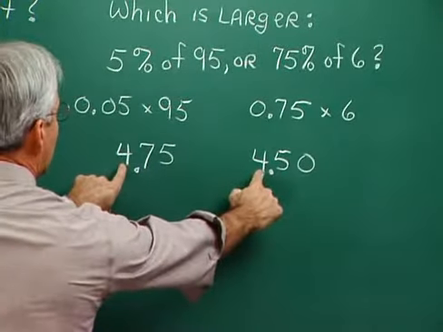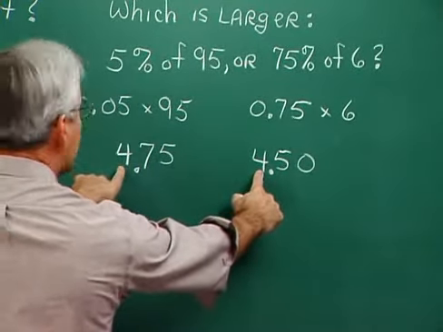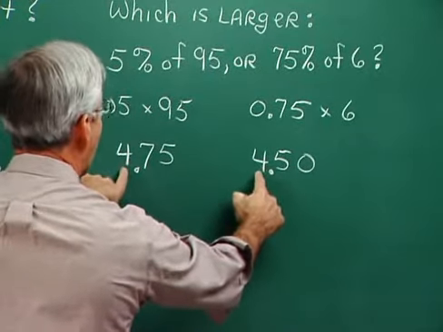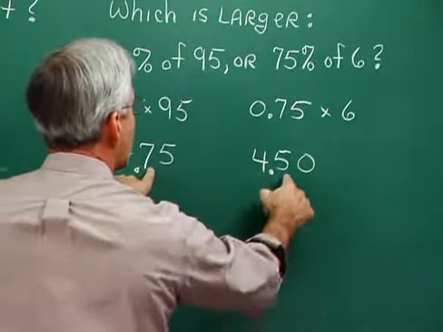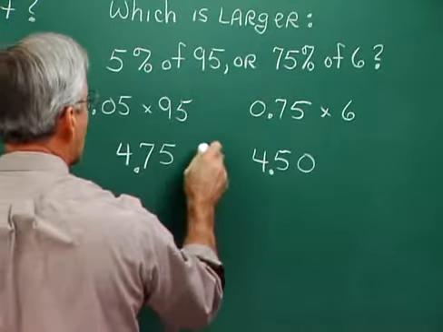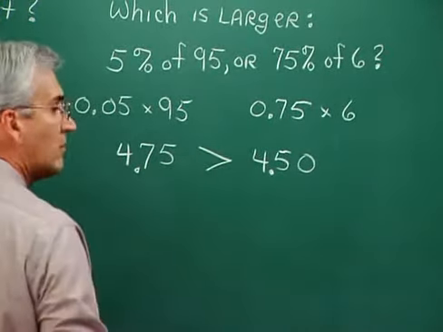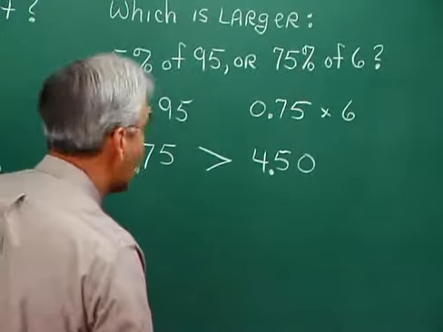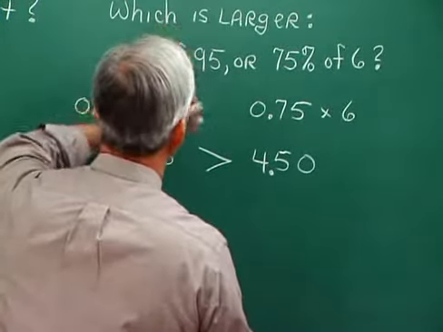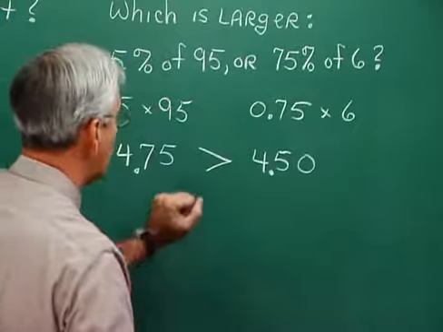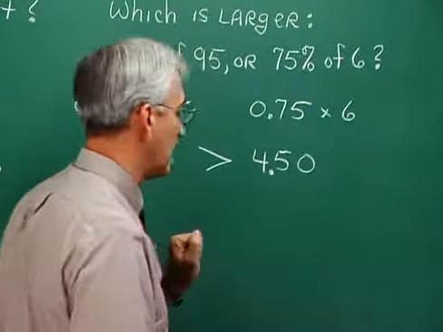Now it's pretty easy to compare these two. They're the same at the whole number digit. They both have 4, and now this has 7 tenths, that has 5 tenths, so this number is larger. So 4 and 75 hundredths is larger than 4 and 50 hundredths, or 4 and 5 tenths. So 5% of 95 is larger than 75% of 6.